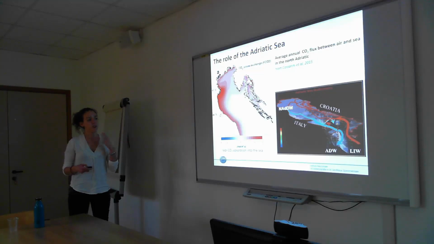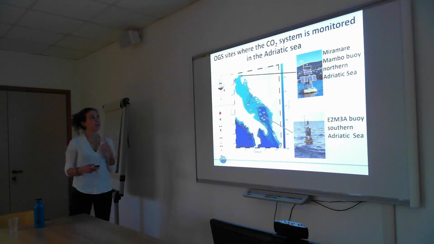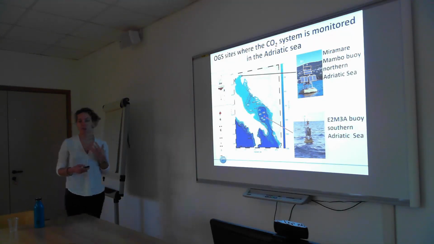So, we already spoke about the dense water forming in the North Adriatic and what happens when it goes down in the South Adriatic. Even this picture you already saw, but just to remember it, the North Adriatic is a sink of CO2, so it's absorbing CO2 from the atmosphere. We have two observing systems of the carbonate system. One is, as you already know, in the South Adriatic, and the other one is here in the North Adriatic, in the Miramare marine protected area.